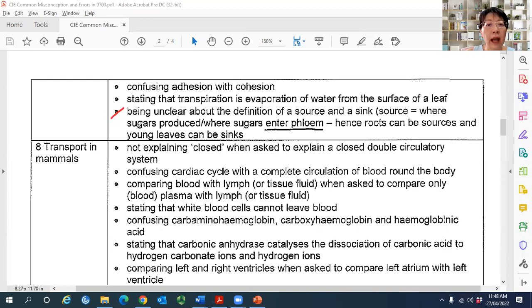Next, being unclear about the definition of a source and a sink. This one your AS trial exam asked, right? So this one I no need to say already.